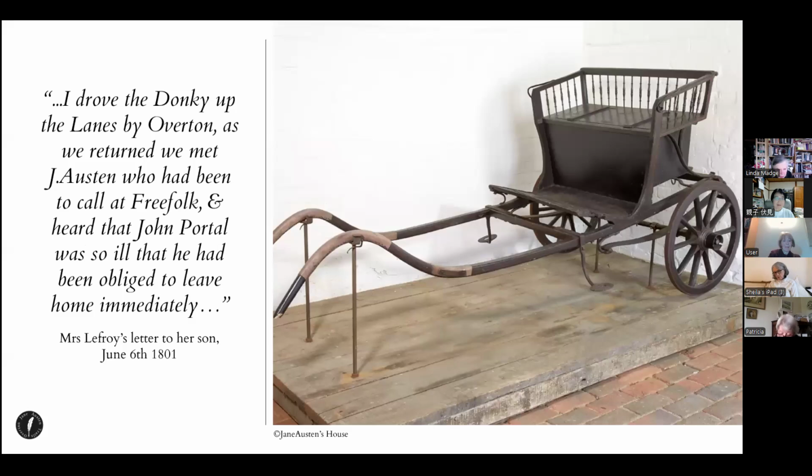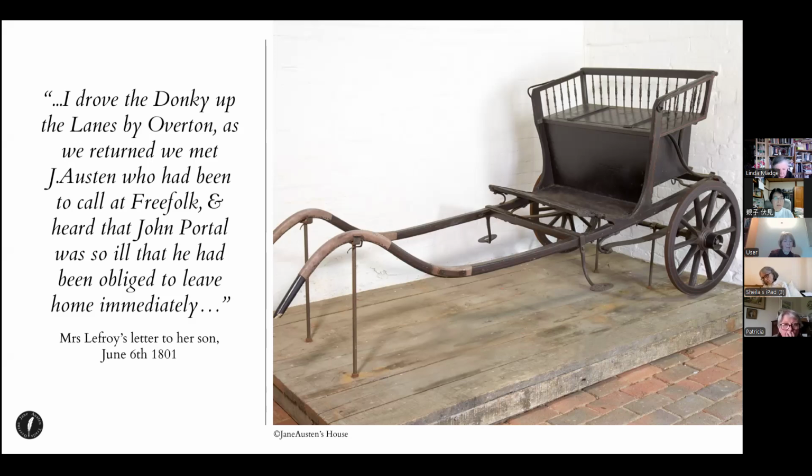Mrs. Lefroy often rode or took the donkey cart from Ash Parsonage into Overton to shop and to meet friends and neighbours. As you see, she says often in her letters, references to that shopping. "I drove the donkey up the lanes by Overton. As we returned, we met Jane Austen, who had been to call at Free Folk and heard that John Portal was so ill that he had been obliged to leave home immediately." Now, this is James Austen, Jane's brother, and the Portals, another significant family who we'll meet later.